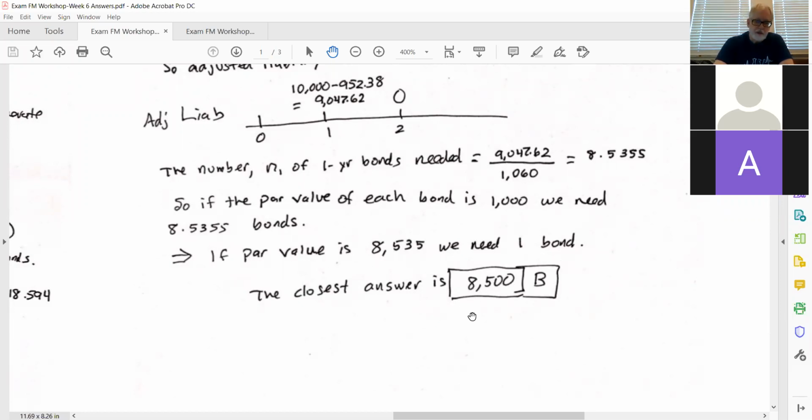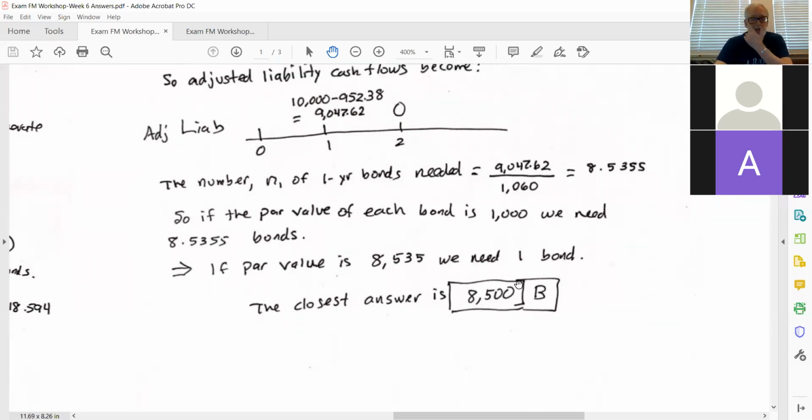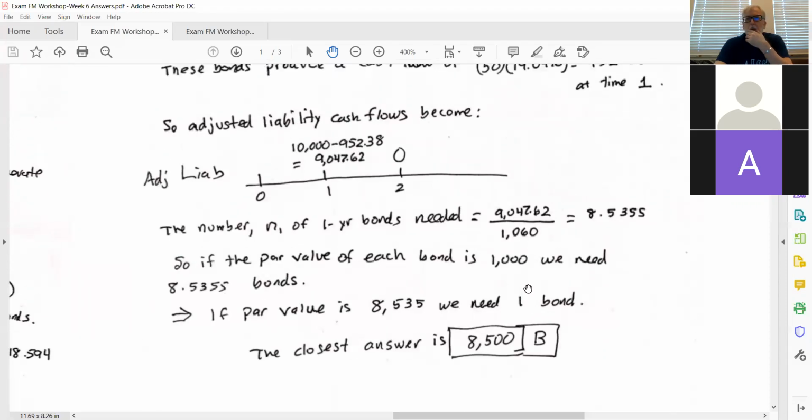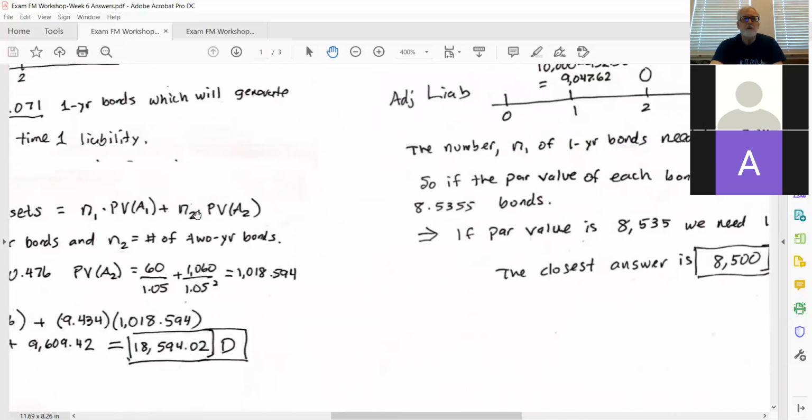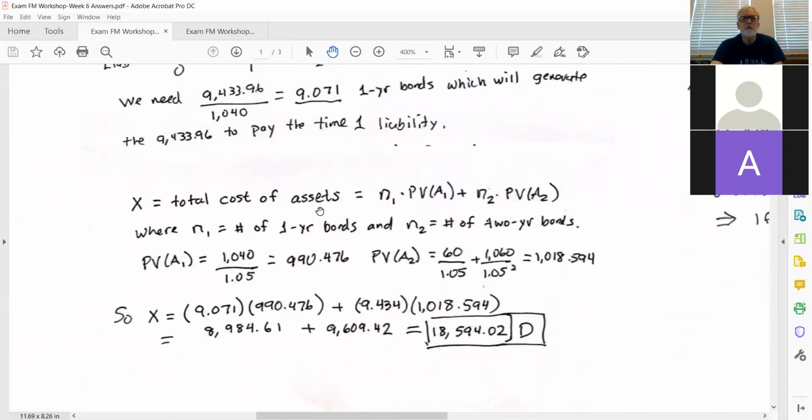The closest answer would be B, 8,500. Right? Any questions on that? Even if you got 8.5355, all the answers are in thousands, so you would have got that anyways. All right, now we'll go back over to here for question number 3.